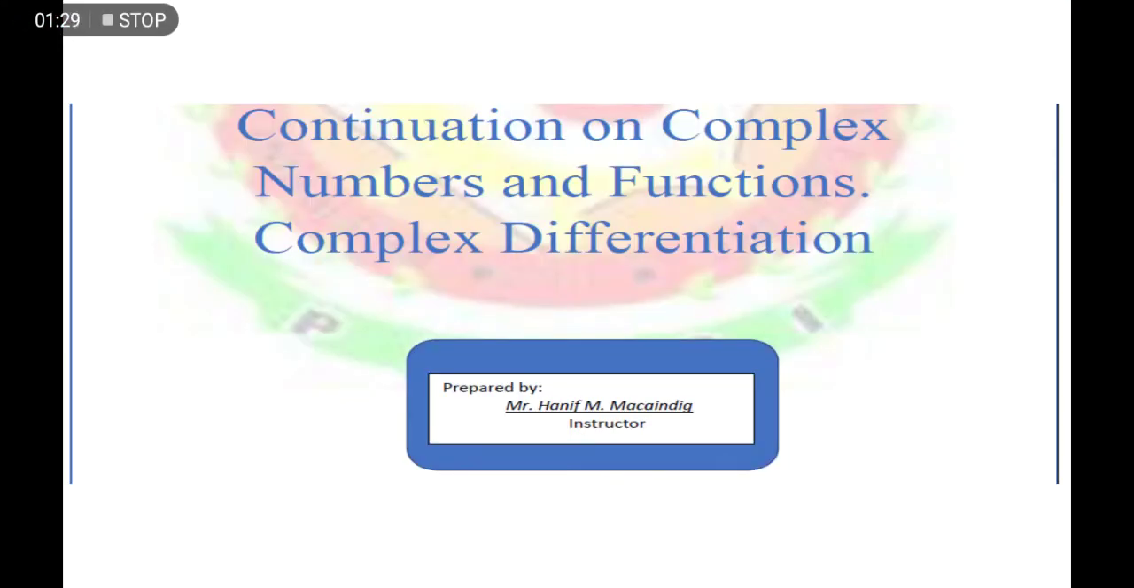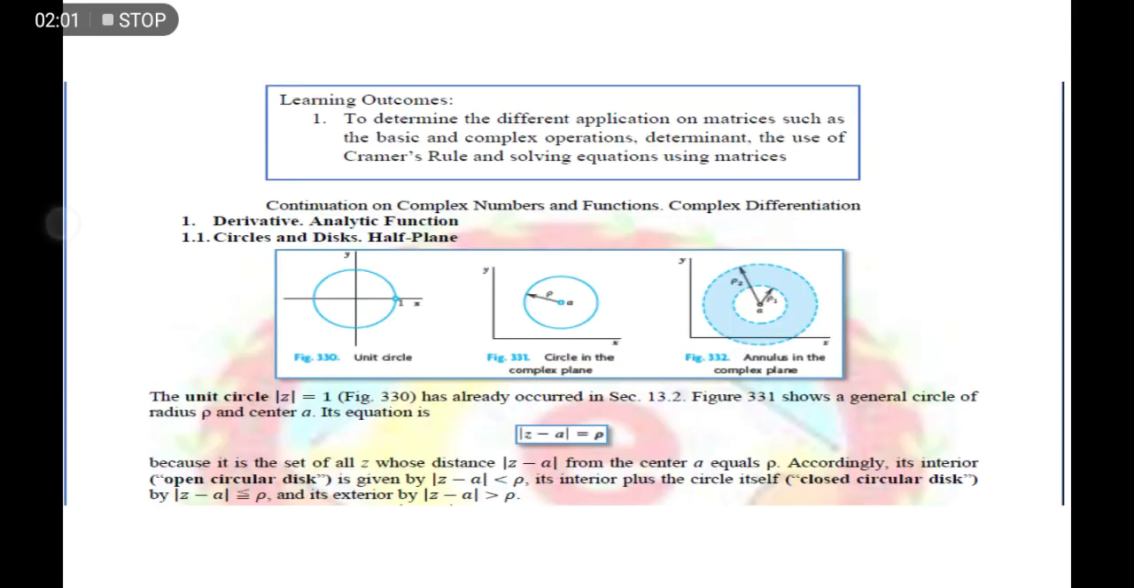So without further ado, let us proceed to our discussion. Our topic for today is a continuation of complex numbers and functions, or complex differentiation. Previously we have already discussed complex numbers. Since complex numbers are just like real numbers, they have many applications. They are also used in a variety of applications, the same as real numbers. The first one here is derivative and analytic functions.